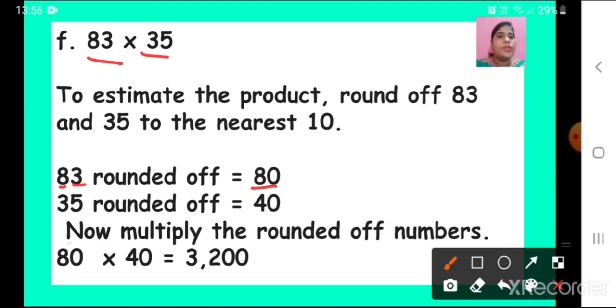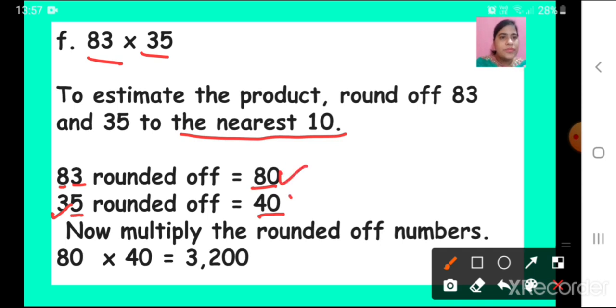And 35 when rounded off to the nearest 10 will become 40. Correct? 5 will become 0, the number in the ones place, and to the number in the tens place, which is 3, we have to add 1. 3 plus 1 is 4. Why do we have to add 1? Because the number in the ones place is 5. Remember the rule: if it is 5 or more than 5, we have to add 1 in the tens place. So 3 plus 1 is 4. So 35 rounded off to the nearest 10 is 40.